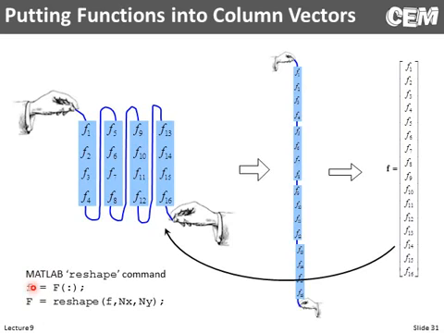And we can also go from the column vector back to the 2D array using the reshape command. We'll give it the 1D array and tell it this is really going to become a 2D array that's nx wide and ny tall. And then we get f back again, that's a 2D array. So MATLAB makes it real easy for us to go back and forth between multi-dimensional arrays and column vectors.